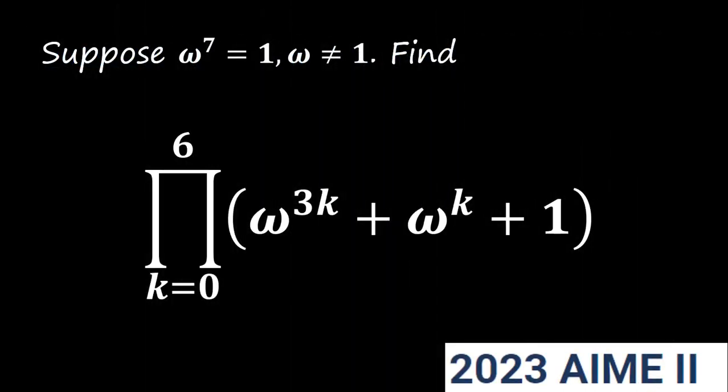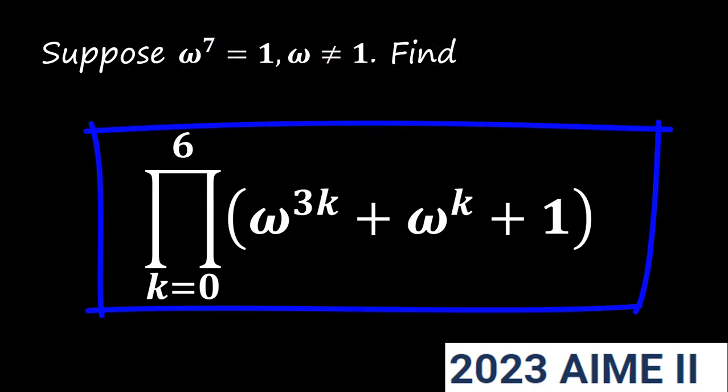Here is the problem. Suppose omega to the power of 7 is 1, where omega is not equal to 1. Find the product from k equals 0 to 6 of omega to the power of 3k plus omega to the power of k plus 1.